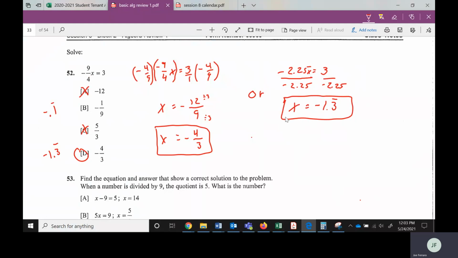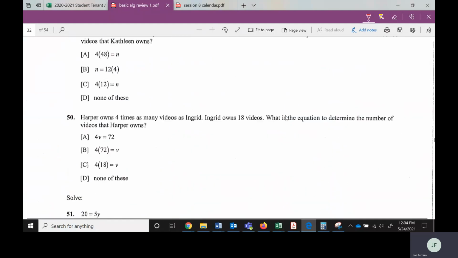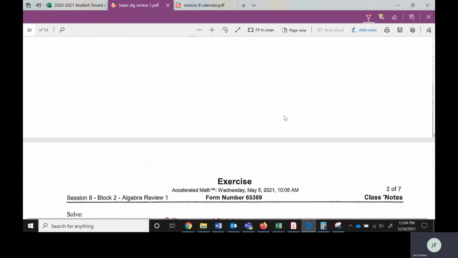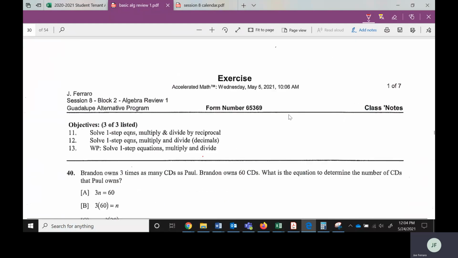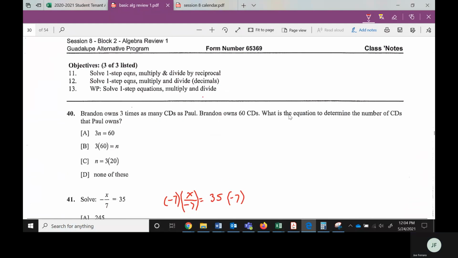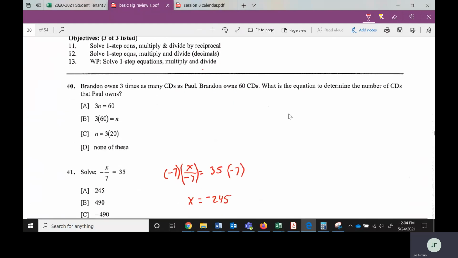All right. Now we're going to go back to the first page and look at a few of these word problems. These aren't like word problems, they're just going to be one step. There's not a ton to figure out. So we'll just go over a few of these. Okay. This one says Brandon owns 3 times as many CDs as Paul. Brandon owns 60 CDs. What is the equation to determine the number of CDs that Paul owns?